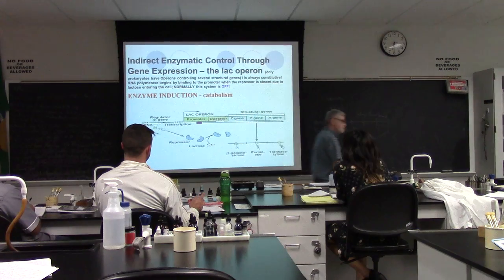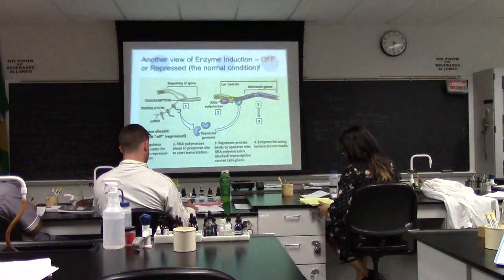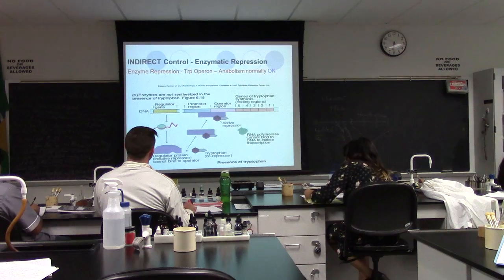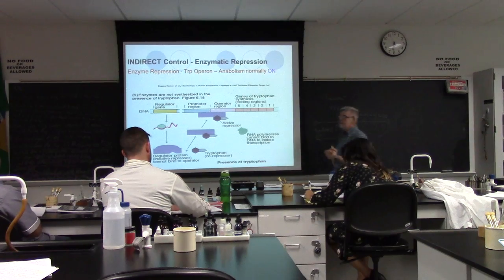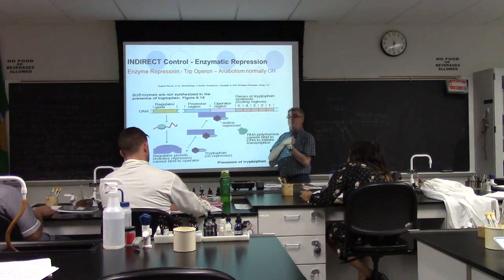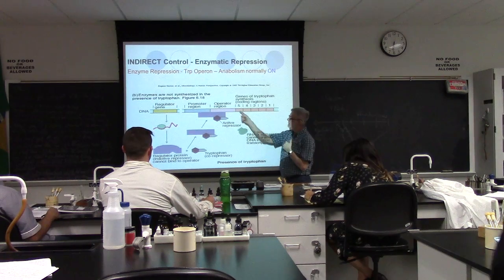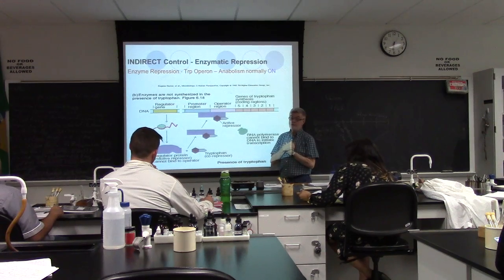All right, the next one is repression. And this one is the trp operon. And notice how much ATP. Does it take more ATP to run the trp operon or less? Look at how many structural genes we got. We got 5. That's a lot of ATP.